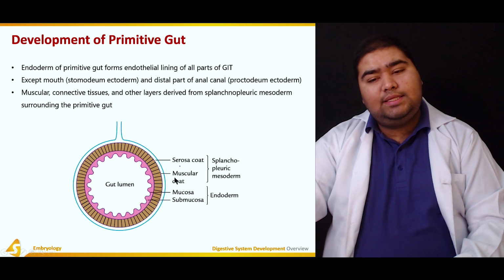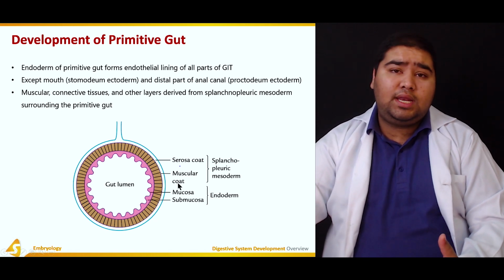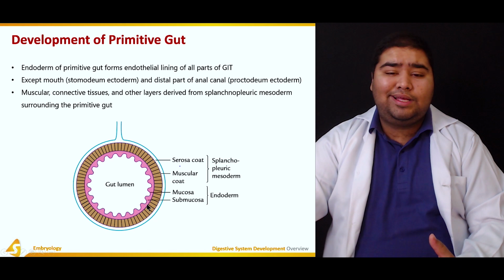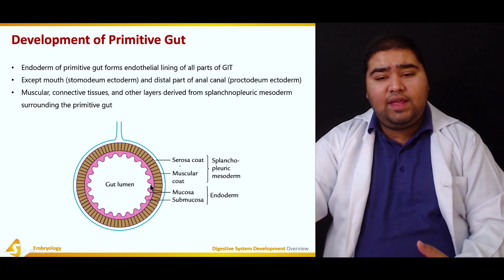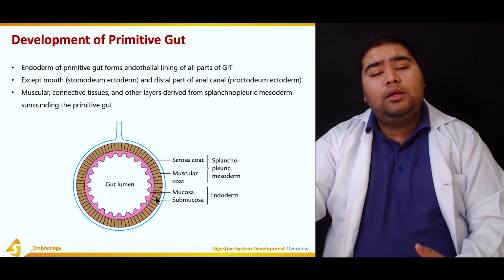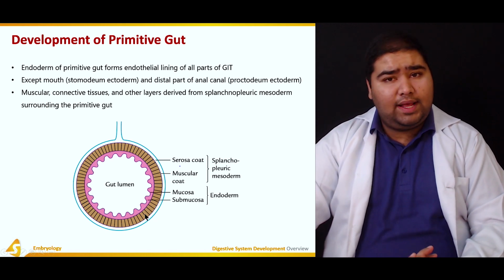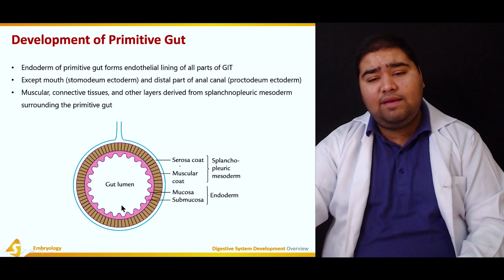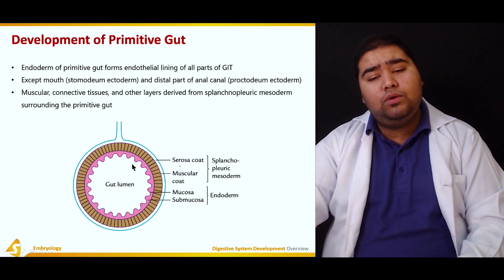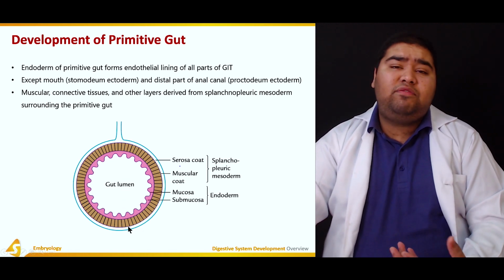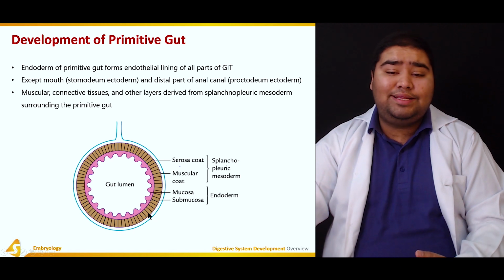Below the mucosa is the submucosa, which is rich in connective tissue and supports the mucosa. Then we have the muscular layer. The muscular layer is responsible for contractions within the gut, known as peristalsis. And finally, we have a thin layer of epithelial tissue, which is known as the serosa.